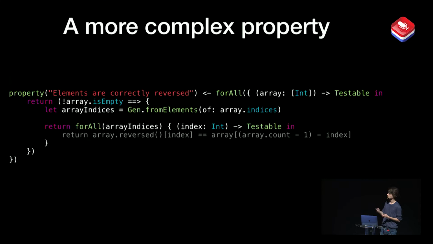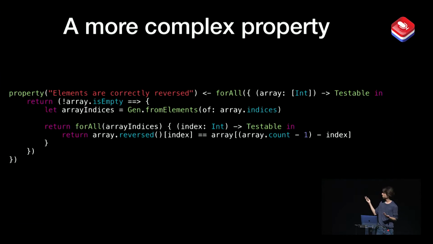This property, this time, its input is the index, because we said we had two inputs, the array and the index. And inside, we write the condition that was written in natural language just before. So array.reverse of index is equal to array, etc., etc. So it's kind of a lot of code, but that's the way that you write it.